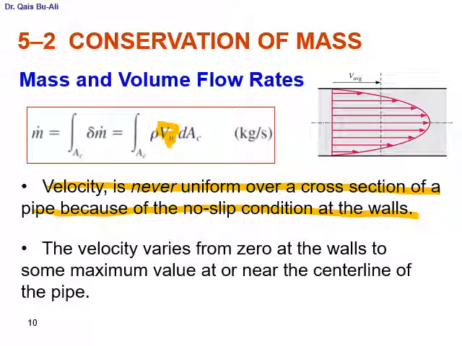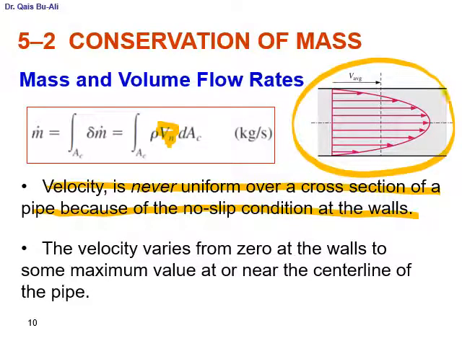If you look at the velocity profile in a pipe, which is shown here, because of the no-slip condition, the velocity here is 0, the velocity here is 0, and the velocity at the center is maximum. So I will have this velocity profile. The velocity varies from 0 at the walls to some maximum value at or near the center of the pipe. The velocity is changing, so I cannot get it outside the integral because it is changing across the cross-sectional area.